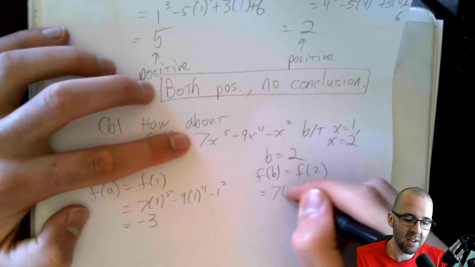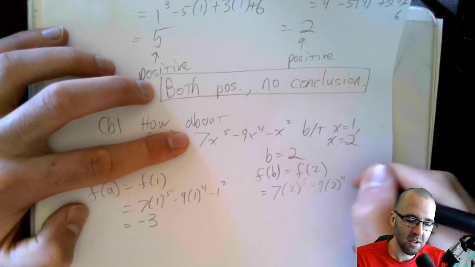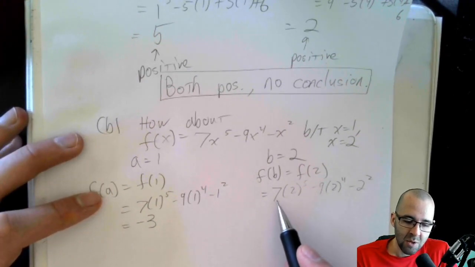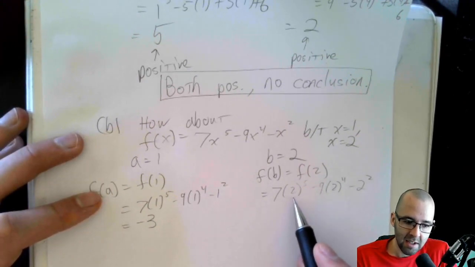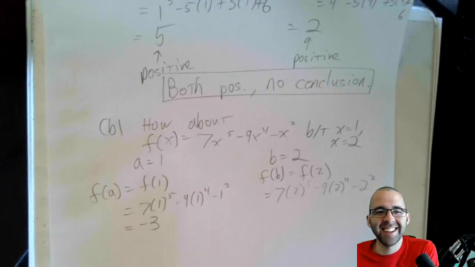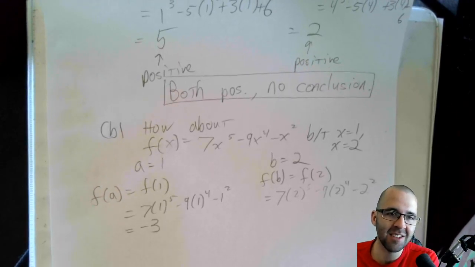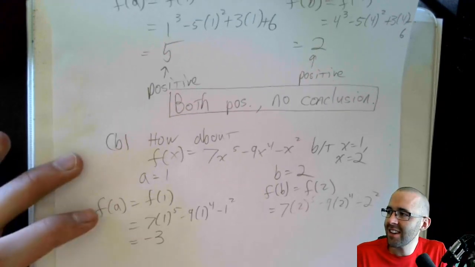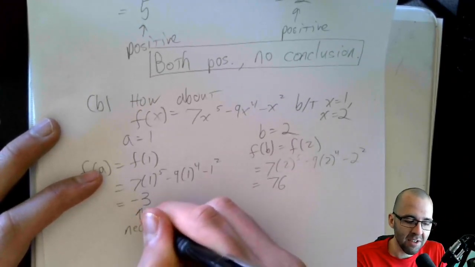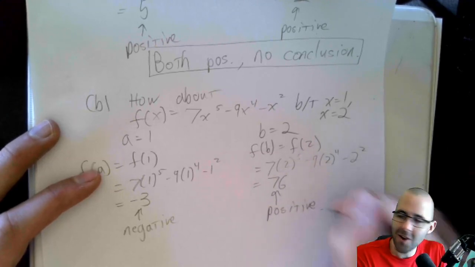Plug in 2, you get 7 times 2 to the 5th minus 9 times 2 to the 4th minus 2 squared. Type that in your calculator. You can get 32 times 7, which is 224, minus 9 times 16. All right, let's not do this. 7 times 2 to the 5th minus 9 times 2 to the 4th minus 2 squared. It's going to be a 76. So look, this is negative. Look, this is positive. Whoa, how exciting.